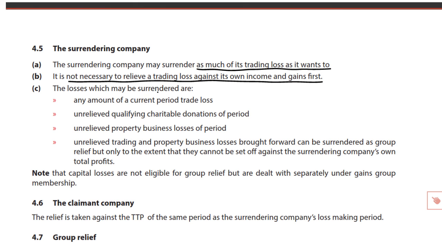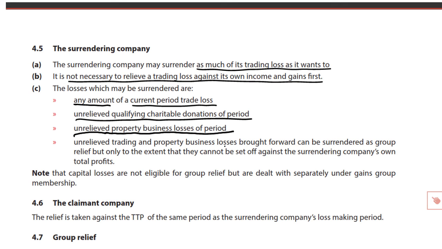Back to the note. The losses which may be surrendered are, as we already know, any amount of a current period trading loss, unrelieved qualifying charitable donations of the period, i.e. excess qualifying charitable donations, unrelieved, i.e. excess property business losses of the period. These two, only after you have offset those deductions against the other profits, the total profits of this company in this period, may any excess then be group relieved, if of course you so choose.